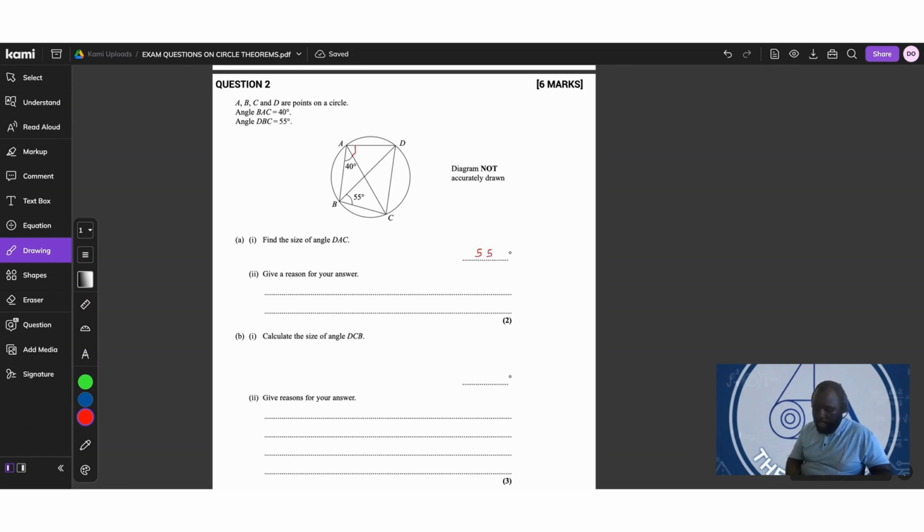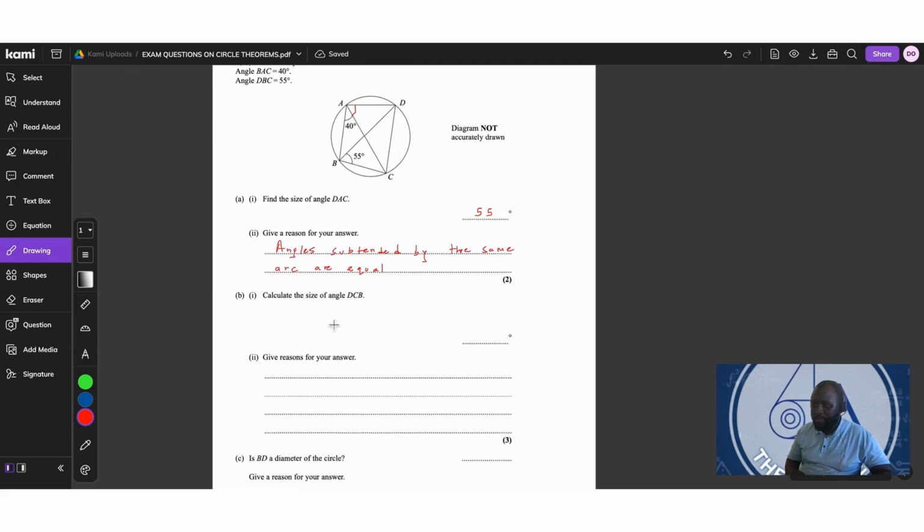And so the reason we give is angles subtended by the same arc are equal. So if we see an angle and that angle is subtended by the same arc, then those angles are equal. So angle DAC is equal to angle DBC.